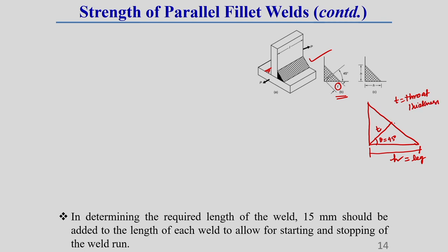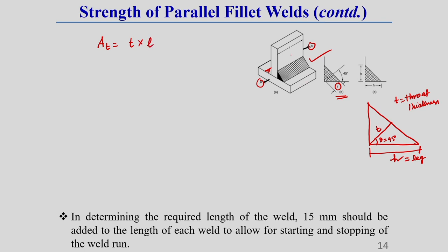So, what should be the cross sectional area of this throat thickness region, that we should know if it is subjected to a force which is parallel to this throat thickness direction, or you can say which is parallel to this weld direction. So, here we have to find out the throat thickness area. Here the throat thickness cross sectional area, I am representing as AT, will be throat thickness into length of the weld.